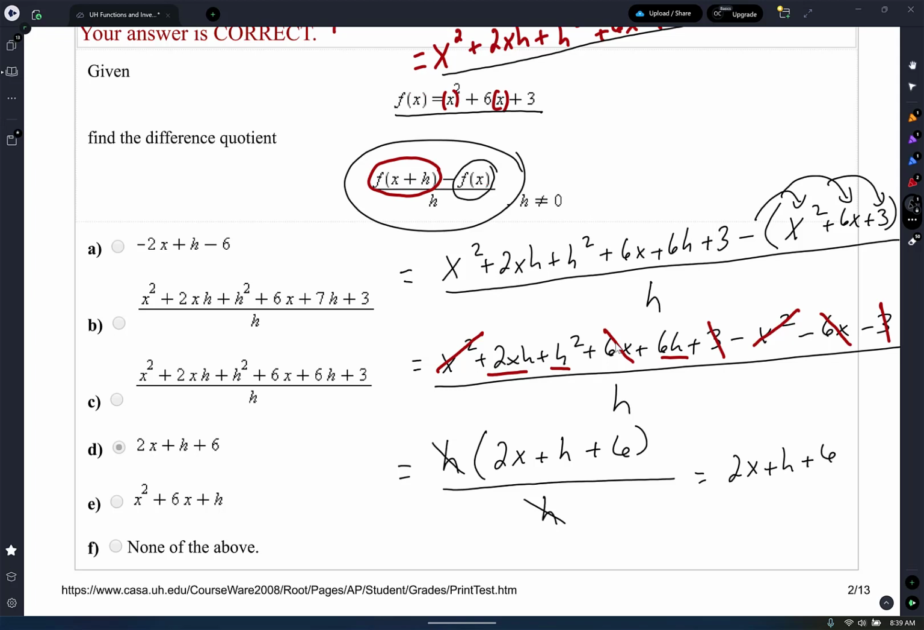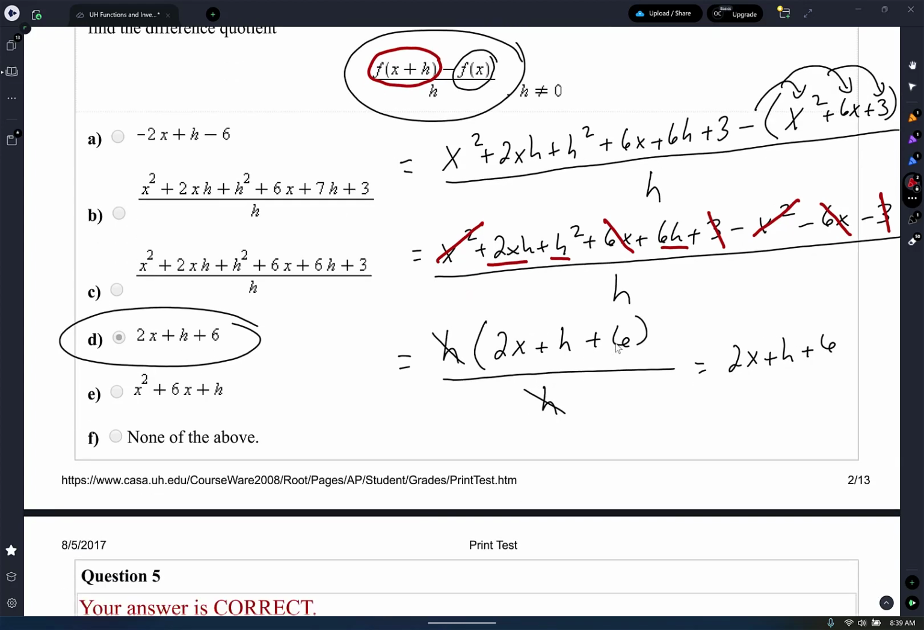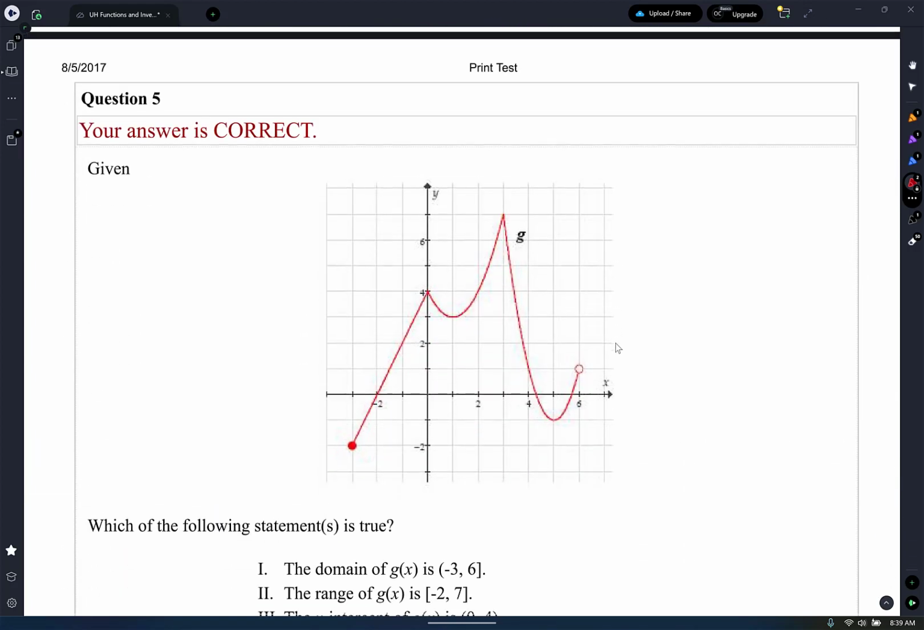And we look for that. Good job, guys. You guys did it. This is called the difference of quotients. All right. And then it gets back to easy.